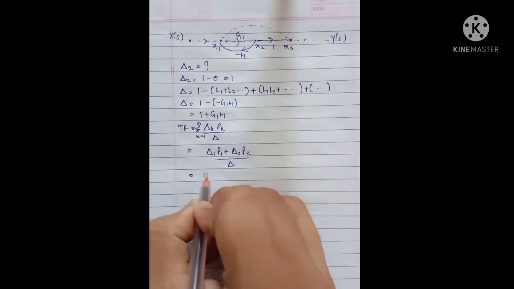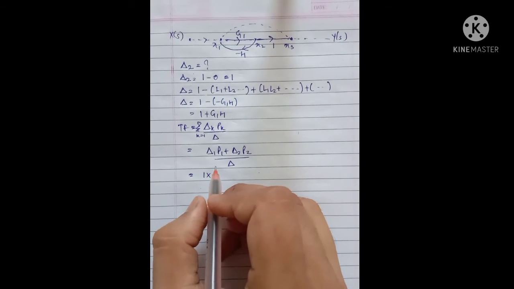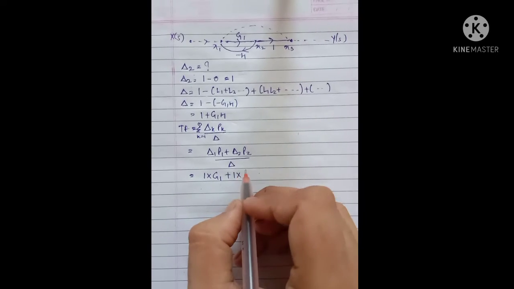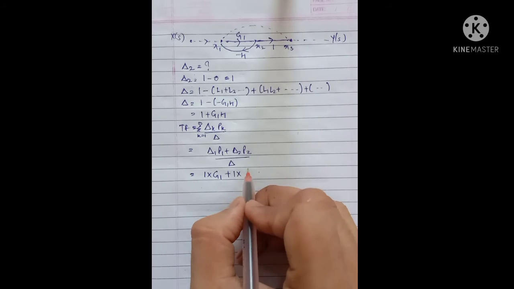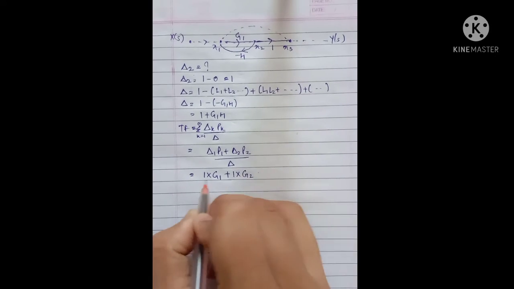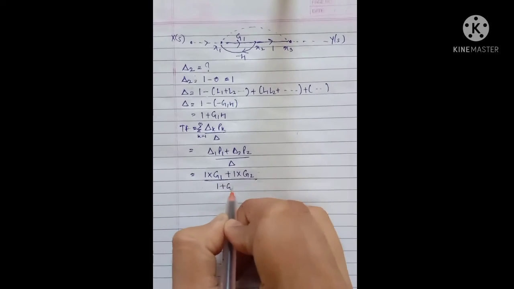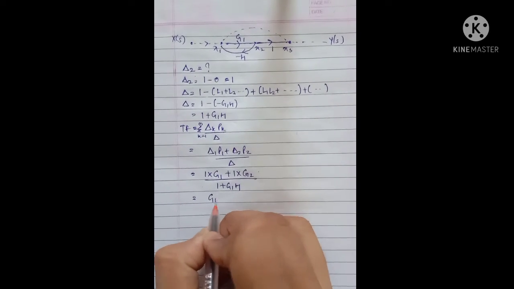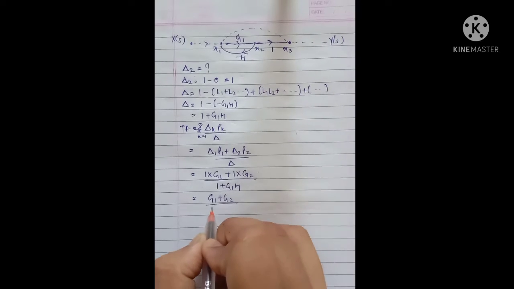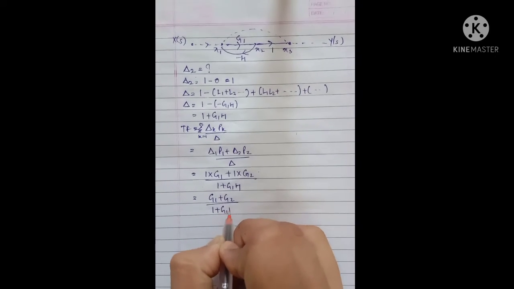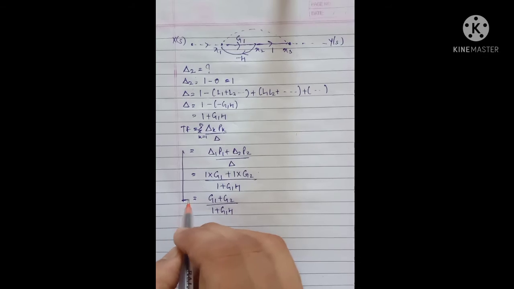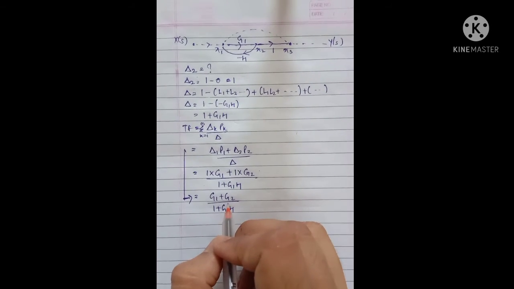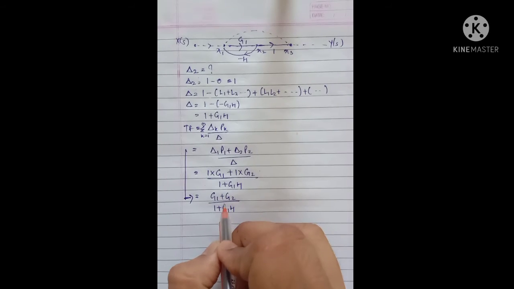What is the value of del? Del 1 is 1, and the forward path 1 is this, similarly del 2 is this 1, and p2 is g2, and hold upon g1. So now what is our total final answer? g1 plus g2 divided by 1 minus g1H. So this is the final form of the transfer function. So that is what you need to find out.